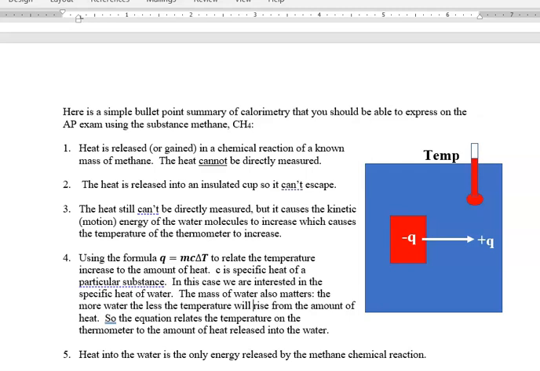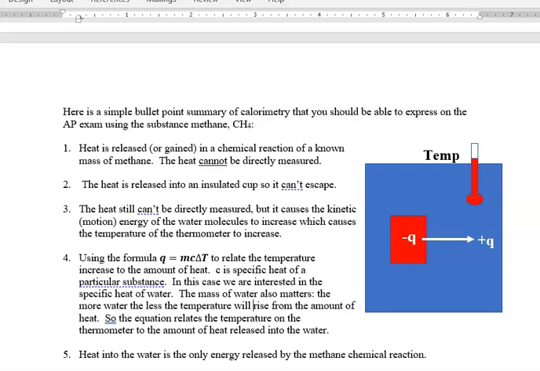Okay, but even though we have heat out of the methane, we don't have a way to measure heat. But we do have a way to measure the temperature of the water, and that's the thermometer up on the top. So number 4, using the formula Q equals MC delta T to relate the temperature increase to the amount of heat. We use that. So C is the specific heat of a particular substance. In this case, we're interested in the specific heat of water.